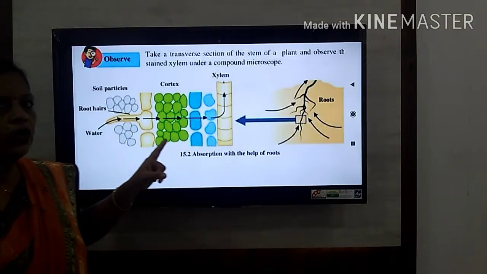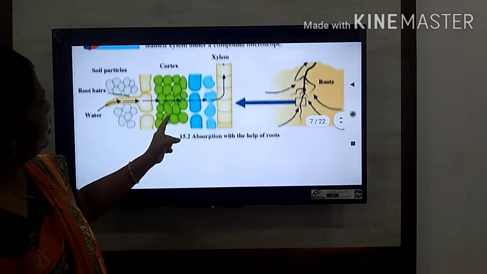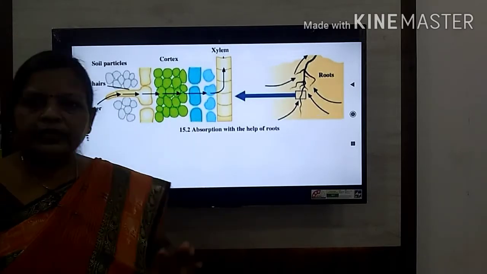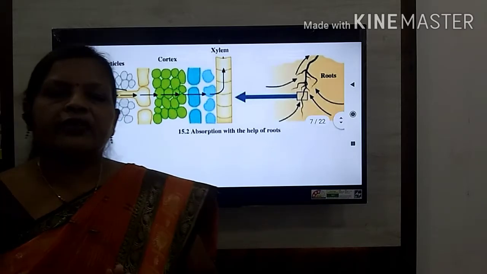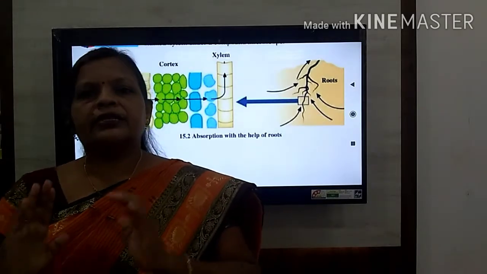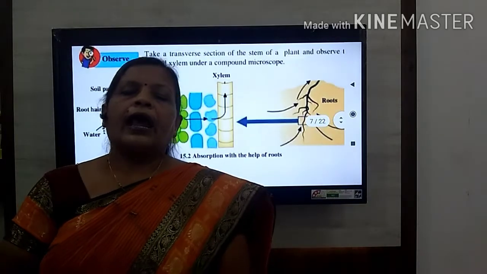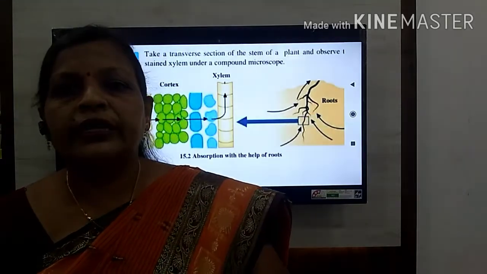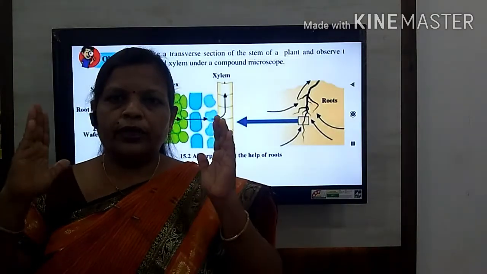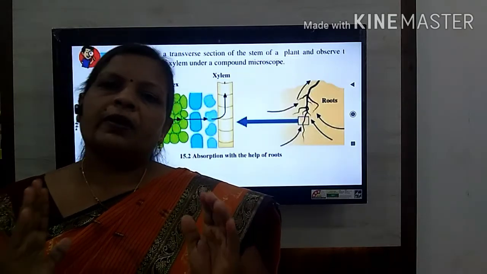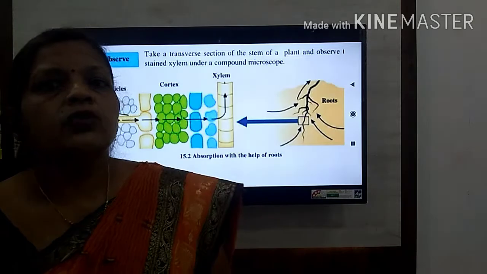From this root hair zone, water will enter the cortex by means of the increasing turgidity, or by means of the root pressure. What is the root pressure? The pressure which is exerted by the turgid cell on the wall of the surrounding cell. That is nothing but the root pressure, and it is called root pressure because it is exerted in the root cell, as the root zone of the plant is in direct contact with the surrounding soil solution.